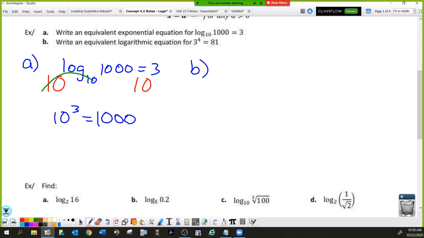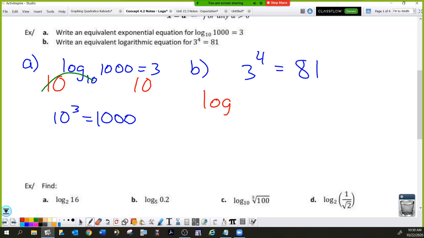B, we are going to write an equivalent logarithmic statement, so go in the other direction, from this exponential statement. 3 to the 4th is 81. So clearly, if I'm trying to write a logarithmic statement, I need to use a log. That means I should not have any exponentials. Oh, I need to cancel exponential base 3. How do I cancel exponential base 3, class? Log base 3.